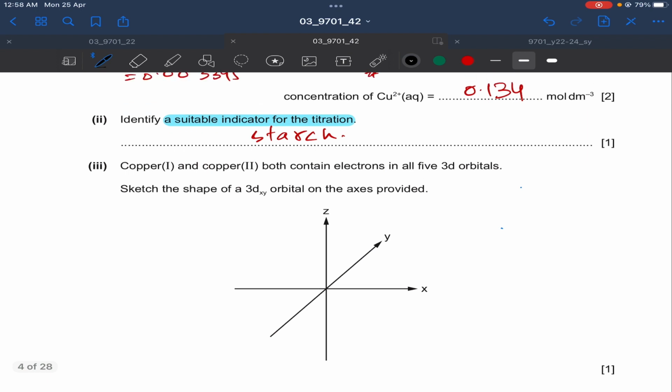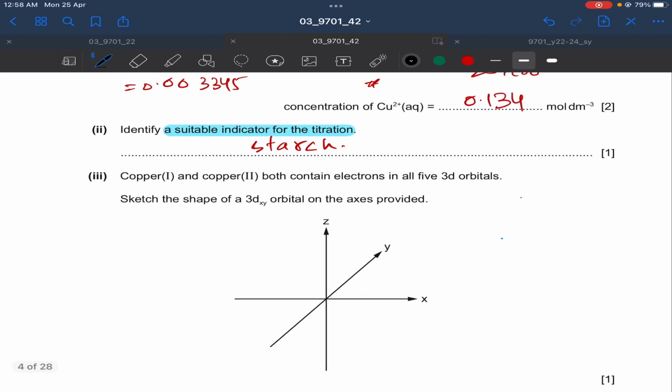All right, so the next part of the question is that copper 1 and copper 2 both contain electrons in all 5 3d orbitals. So we have two ions, copper 1 and copper 2, and both contain electrons in all 5 3d orbitals. Sketch the shape of a 3dxy. This is a kind of question in which most of the students get confused, about how to draw the shape of a d orbital. To draw the shape of s or p orbitals, it is easy.